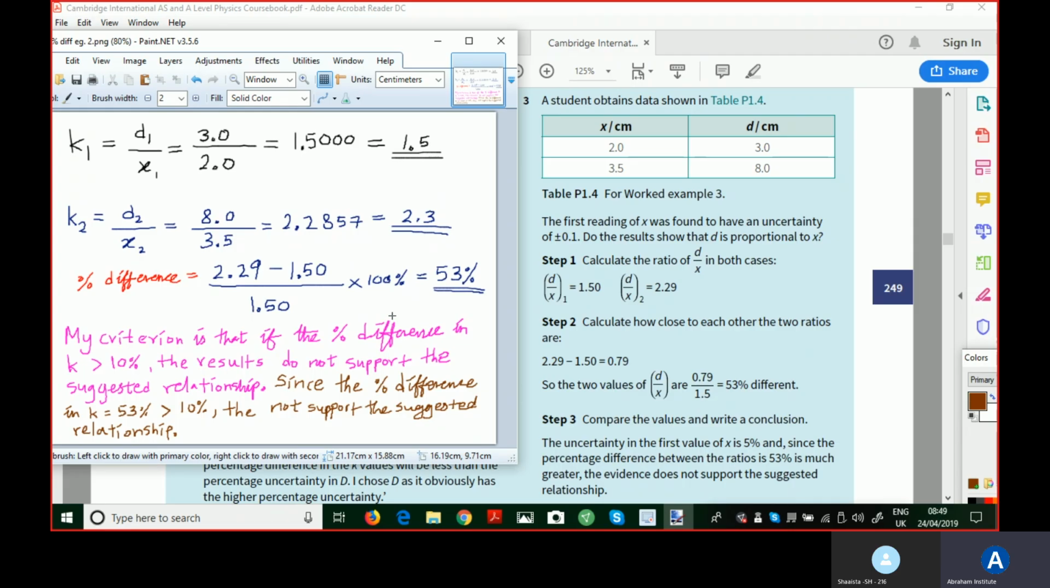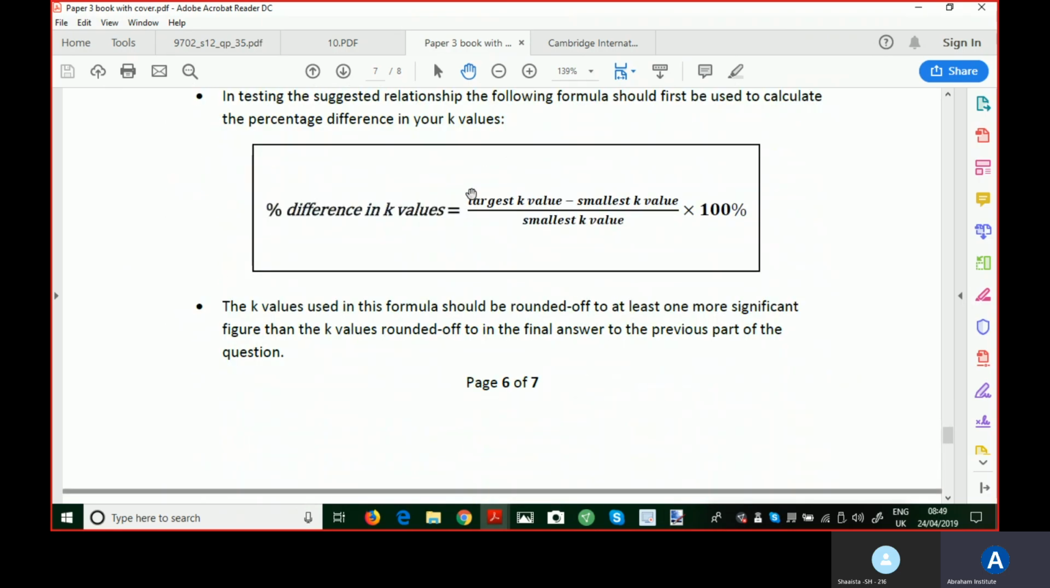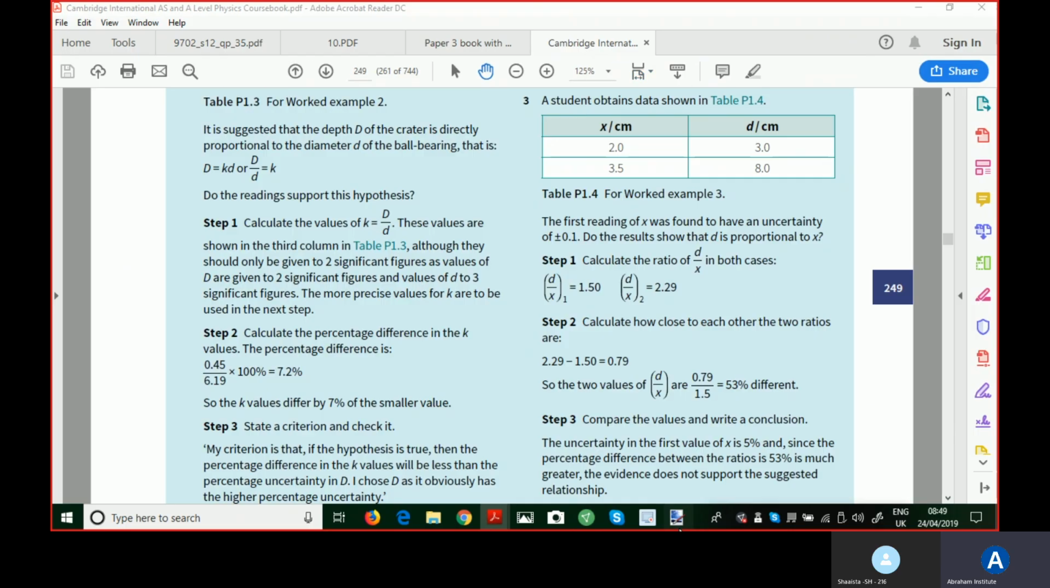Now to get the percentage difference in k, we have to use the formula. Percentage difference is equal to the larger k value minus the smaller k value divided by the smallest k value. So this is the formula we use. Largest k value minus smallest k value divided by smallest k value, times 100%. And in this question, there are only 2 k values.